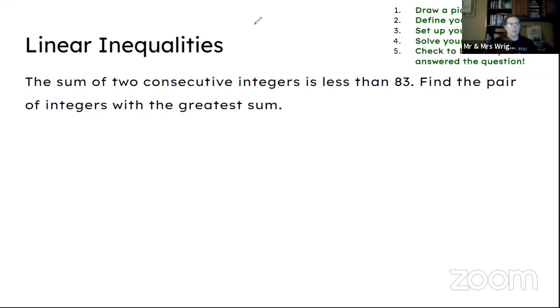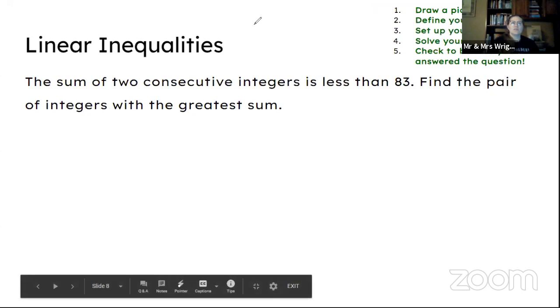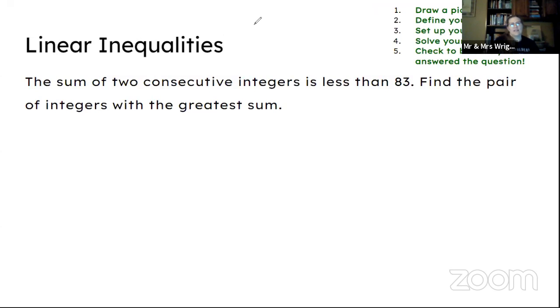It says the sum of 2 consecutive integers is less than 83, and we're supposed to find the pair of integers with the greatest sum. Normally I go straight for the "is" and put an equal sign, but in this case "is" is not complete. It's "is less than." Well, what is it less than? It's less than 83. So something is less than 83. Let's figure out what that something is.